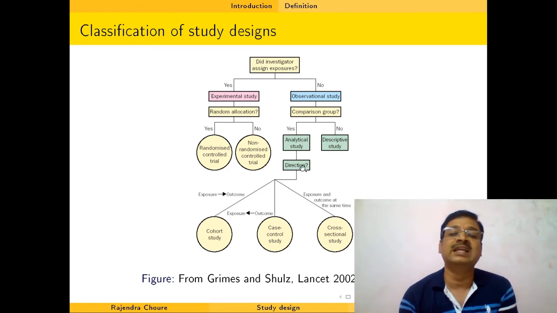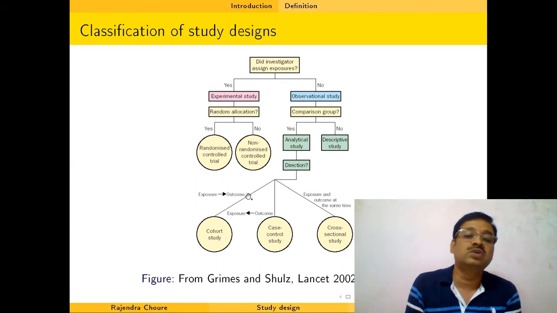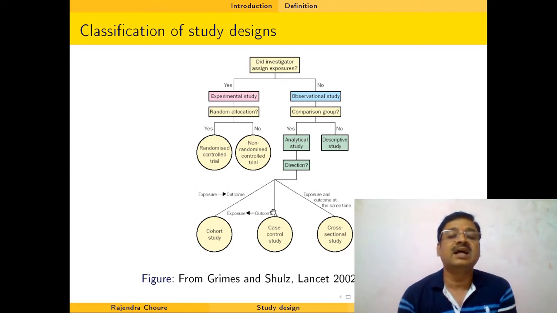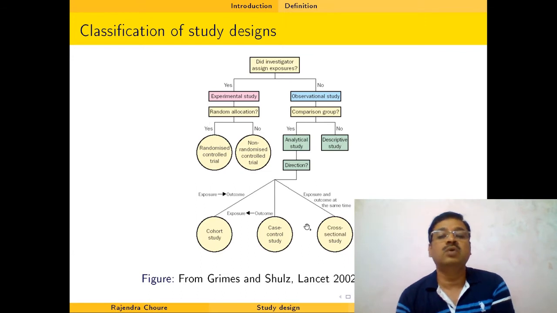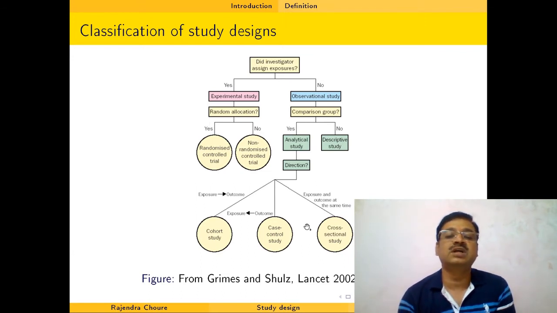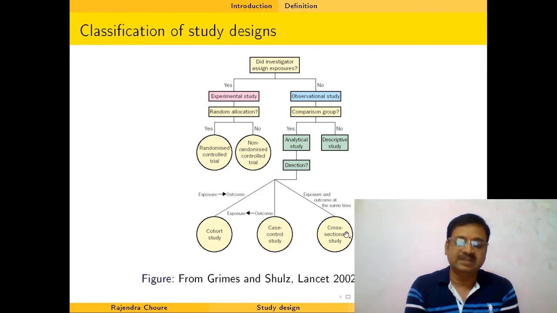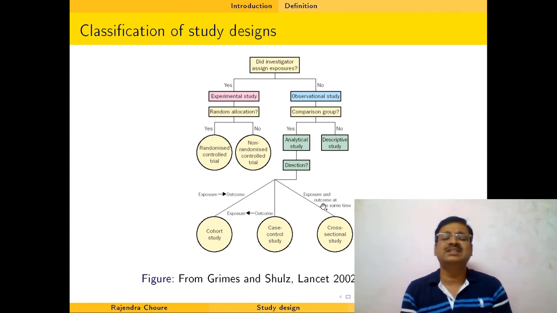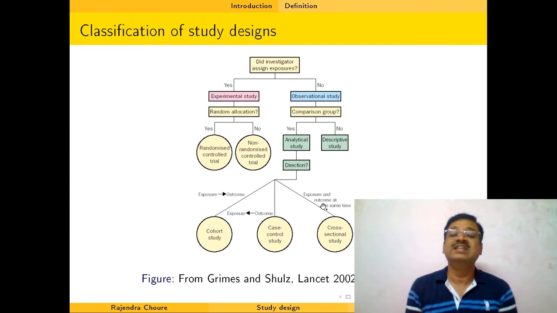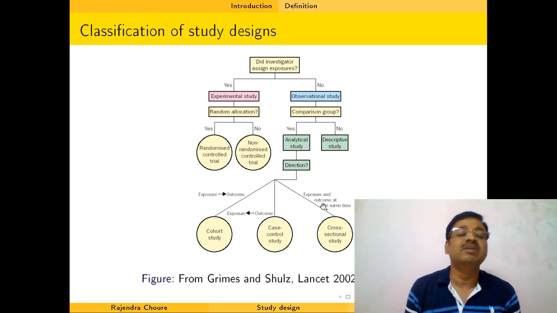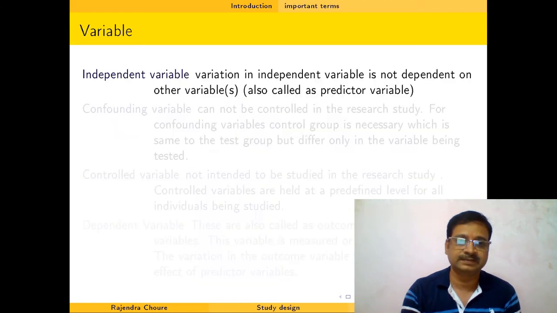Based on the direction of the analytical study, it can be classified as a cohort study if exposure is before the outcome. If the outcome is there and you know the outcome and you want to study the effect of exposure, then that will be the case control study. And if exposure and outcome are at the same time, then a cross sectional study will be there. Okay, we'll move further. Try to understand as much as possible about these different study designs. We'll discuss this in next sessions also, and I will provide you material to understand more about this.